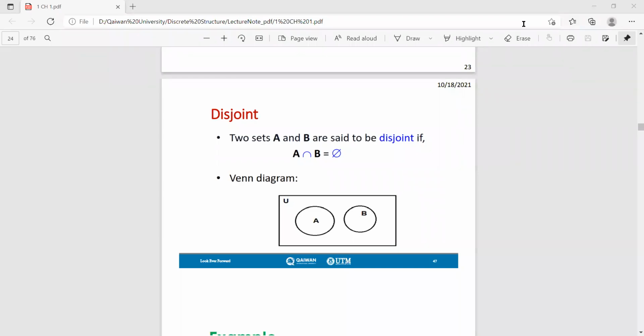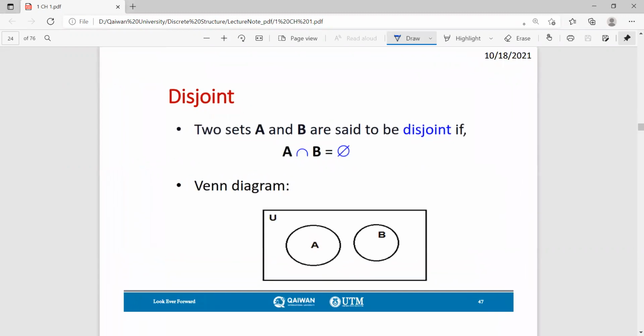Now we have disjoint sets. We say two sets are called disjoint if there is nothing in common between them. That means if the intersection of two or more sets is an empty set, those sets are disjoint. As you see here, A intersection B is an empty set. That means there is nothing in common between sets A and B. So that's why we say the sets A and B are disjoint.